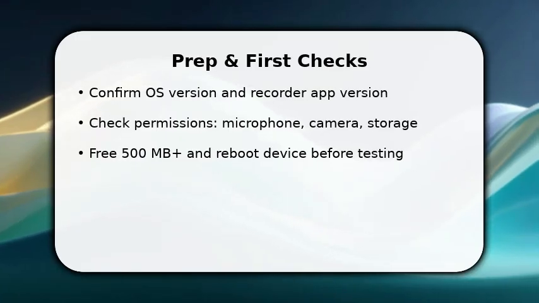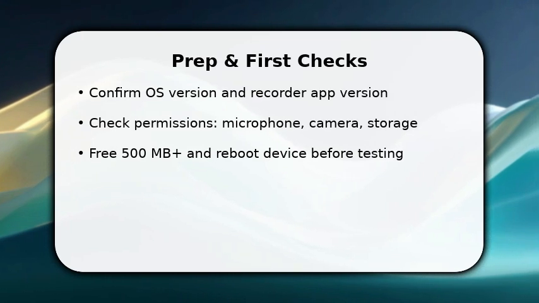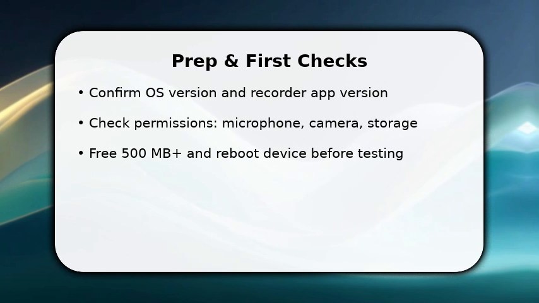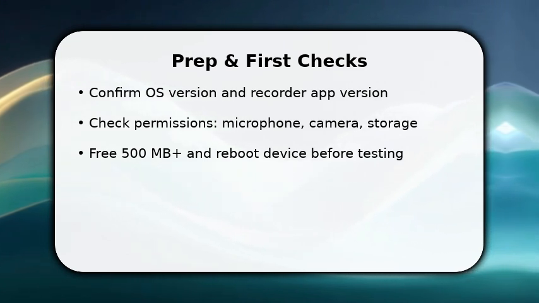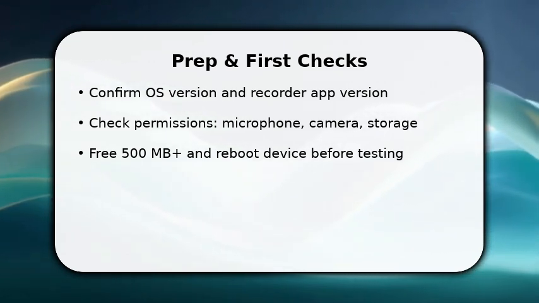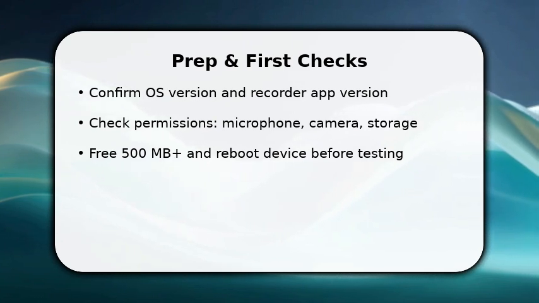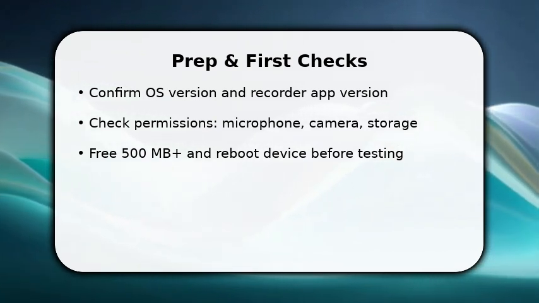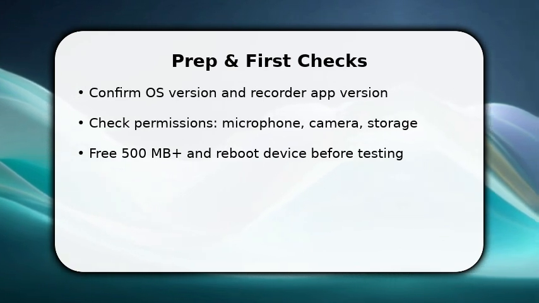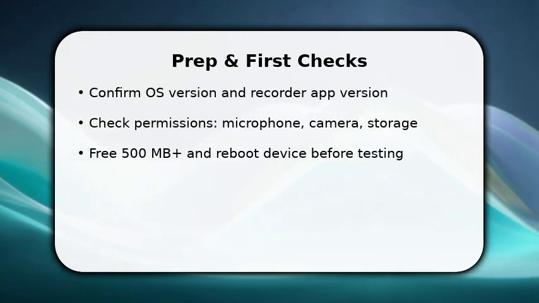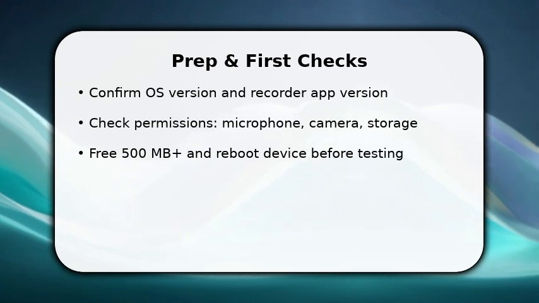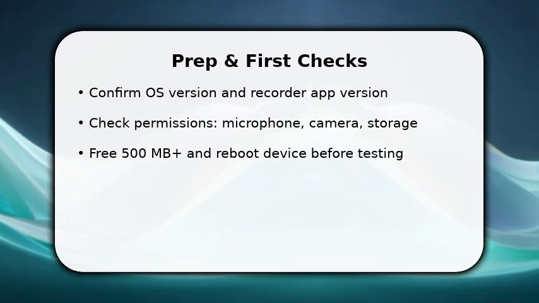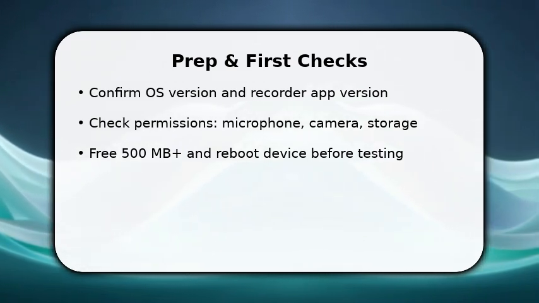You start by confirming the operating system and the recorder app are current. This avoids compatibility problems. Next, grant or verify microphone, camera, and storage permissions so the recorder can capture audio and video. Once done, check available disk space and free at least 500 MB, then reboot the device to clear locked files and residual processes. These actions eliminate common blockers quickly and let you run an initial test recording within minutes to see what errors, if any, persist.